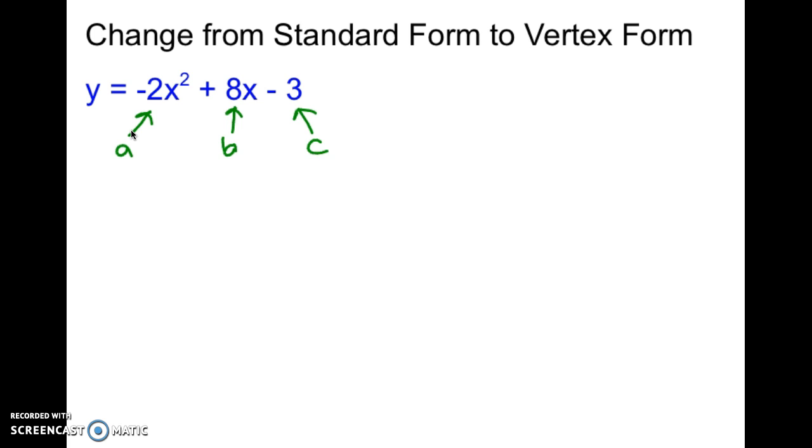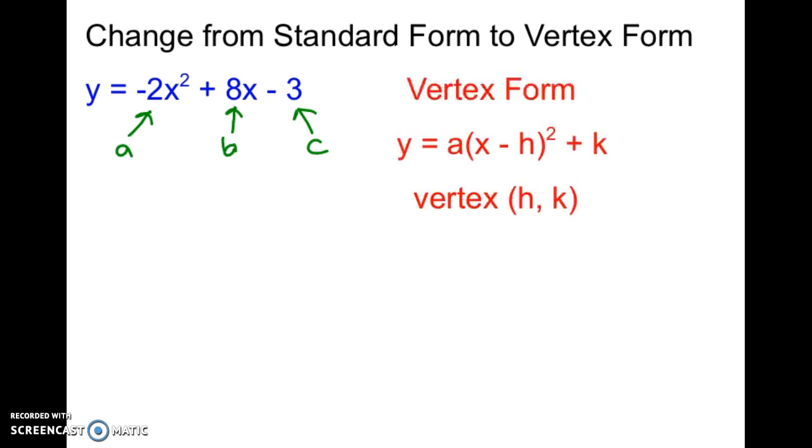So let me go ahead and write out what vertex form is, so we know what to change it to. Okay, so I just put the vertex form up here. y equals a(x minus h) squared plus k, where the vertex is your (h, k). A real easy way to change from standard form to vertex form is to just find your vertex and fill it in the vertex form. So that's what I'm going to do.